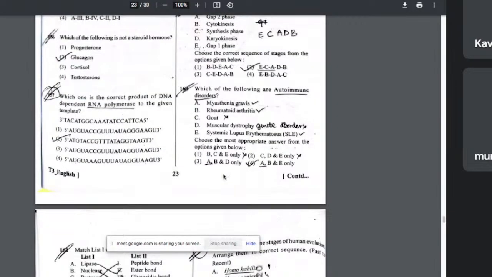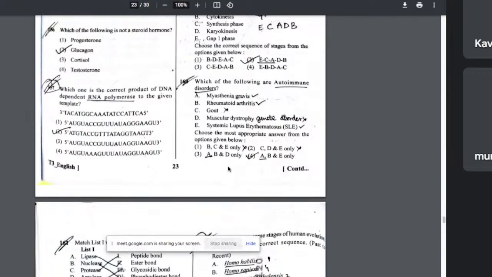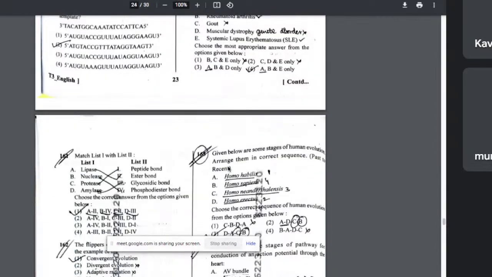Which of the following is an autoimmune disorder? Myasthenia gravis is an autoimmune disorder. Rheumatoid arthritis is an autoimmune disorder. Similarly, systemic lupus, this option SLE, is also an autoimmune disorder. Gout and muscular dystrophy, as mentioned here, muscular dystrophy is a genetic disorder. So ultimately, the answer would be A, B, and E. So the answer to 160 is 4.